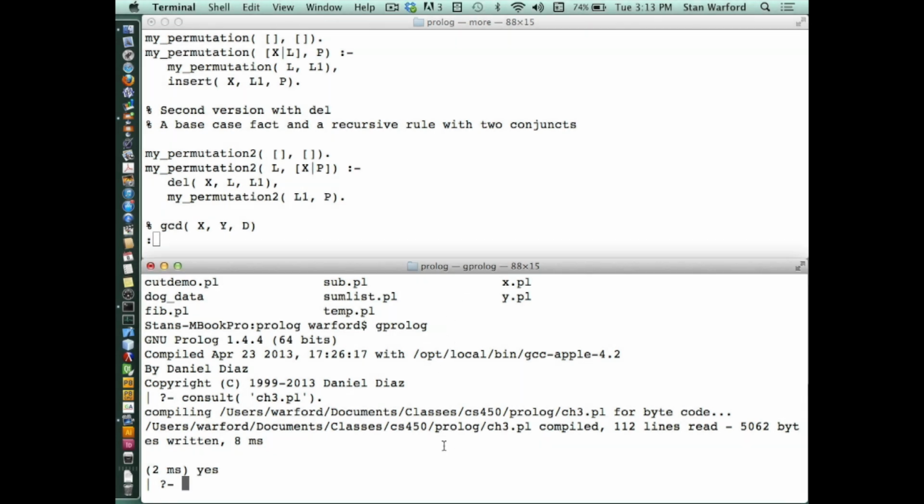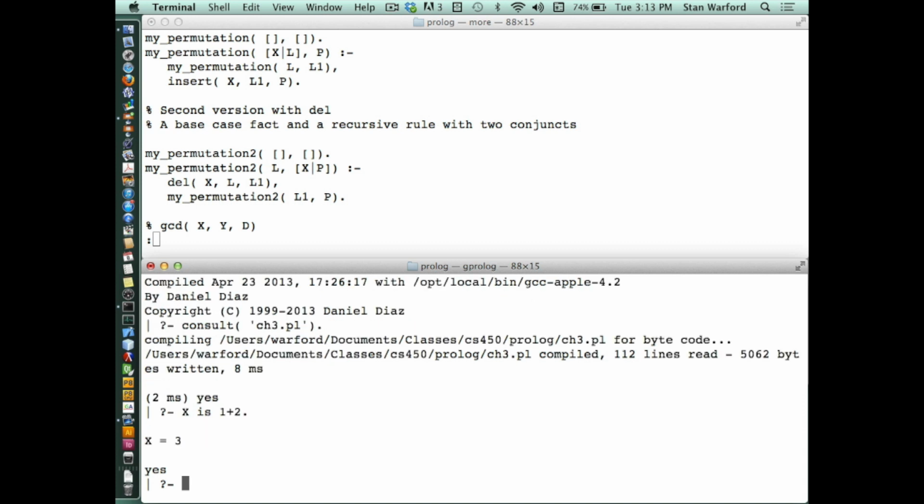So check out these demos. What do you suppose happens here if I say X, capital X is a variable, is 1 plus 2, period? What do you suppose is going to happen? Yeah, X is instantiated to 3. It forces the evaluation of 1 plus 2, and X is instantiated to 3. Now, is everybody with me on that? Because that's what is does. It actually does the arithmetic operation, right?